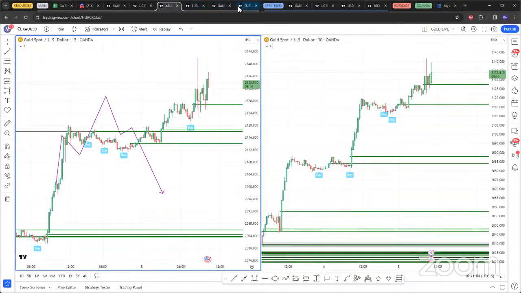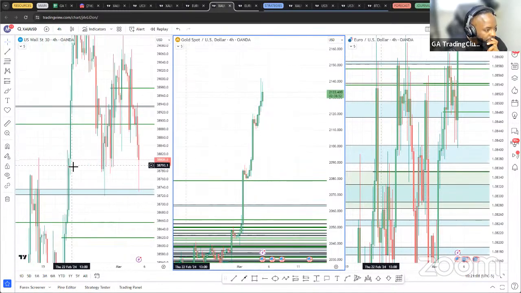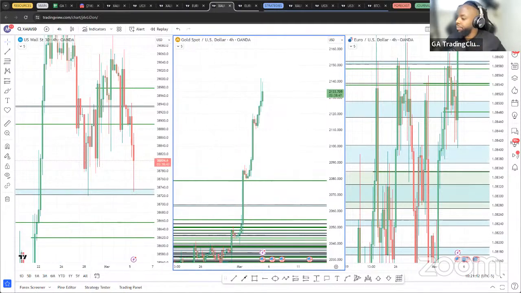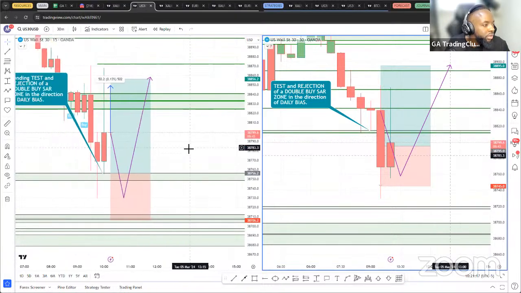Let me see here. Maybe I'll wait for this hourly 740. Yeah, I was hoping to get this move right here, but it's going a little too slow.